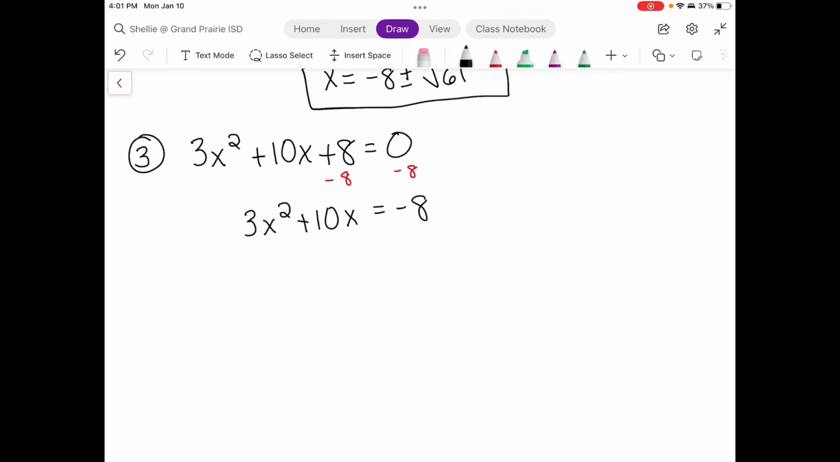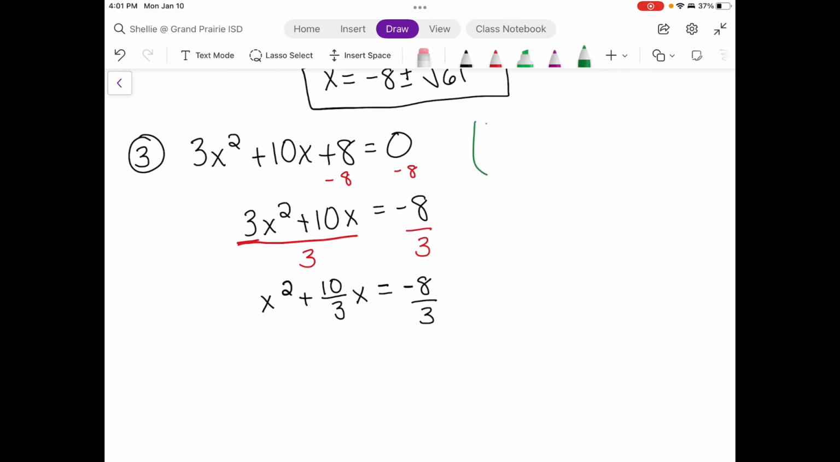The next thing I notice is that I do not have a coefficient of 1 here. So to get rid of that, I'm going to have to divide. So I'm going to divide both sides by 3. When I simplify that, I have x squared plus 10 over 3x equals negative 8 over 3. And those fractions don't simplify, so I'm just going to leave them as is. Now my constant is isolated. My coefficient for x squared is 1, so I'm ready to find the magic number.